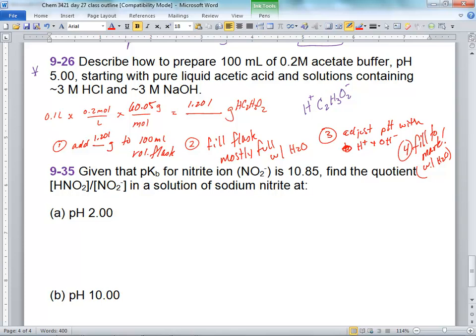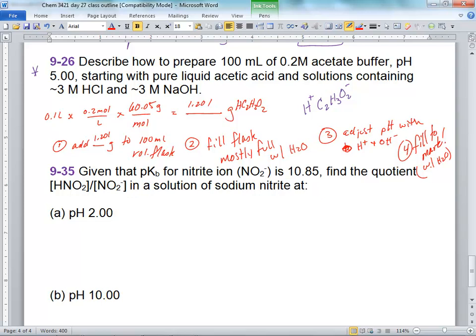Given the pKb for nitrite, 10.85, find the quotient in a solution of sodium nitrite. So none of this stuff might look familiar, but this ratio, where have you seen the ratio? In the, what's the name of the guy's equation? Henderson-Hasselbalch. So when you see stuff like this, that's the clue. Use the Henderson-Hasselbalch. It's the easiest way to get the answer. Now the quotient is kind of flipped, so we'll have to flip it. That's okay. We can get that quotient from the Henderson-Hasselbalch equation.